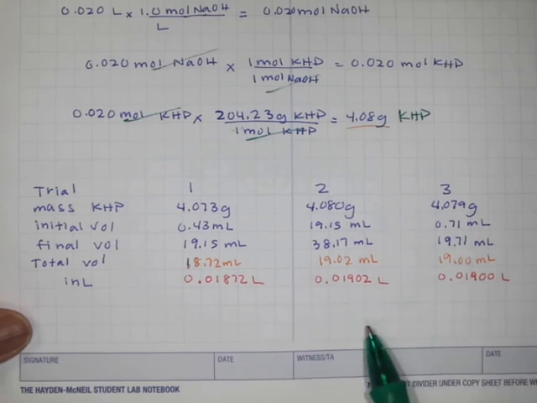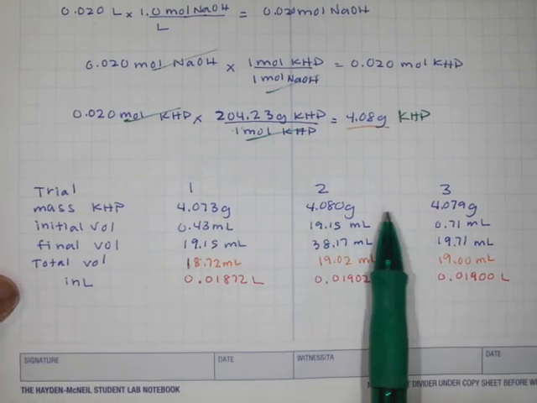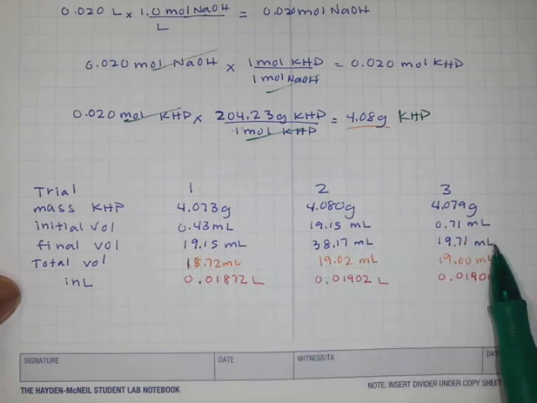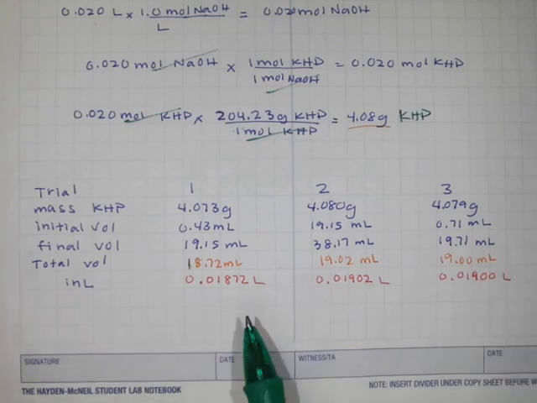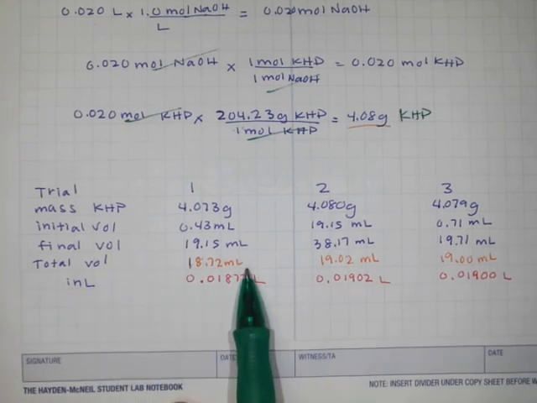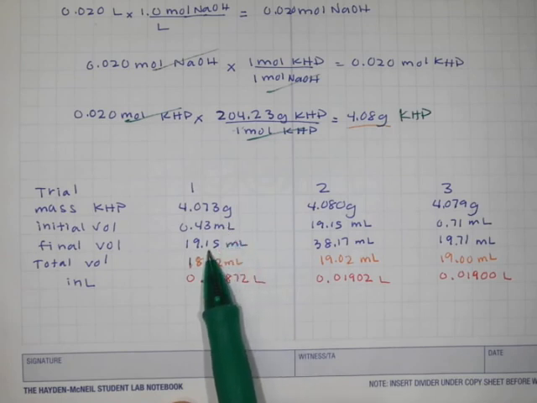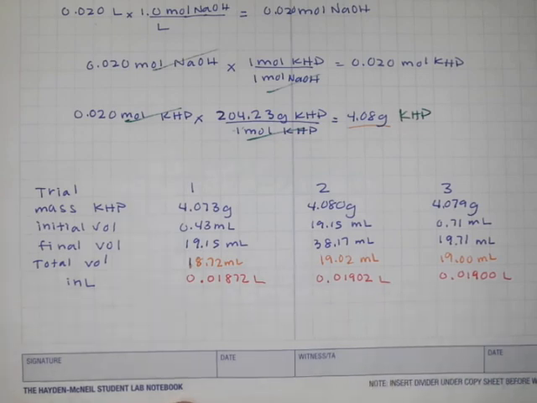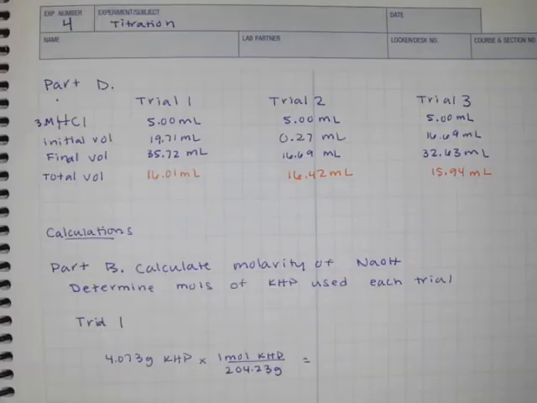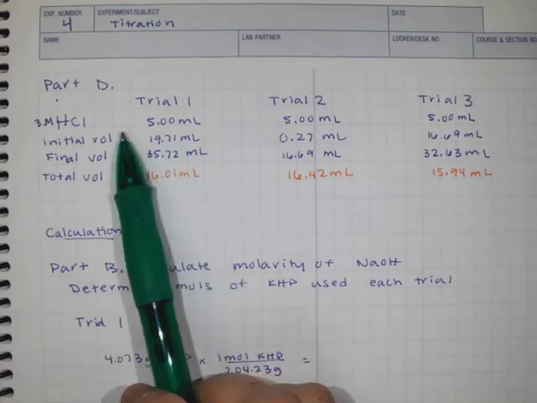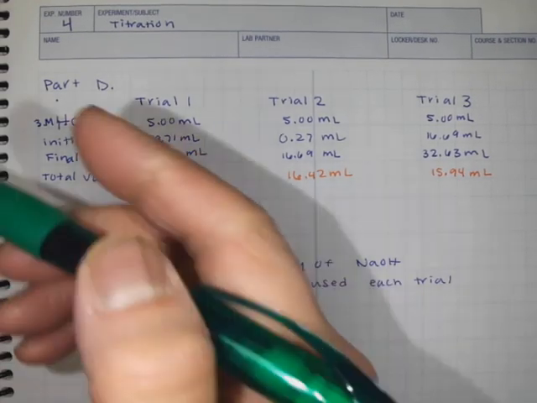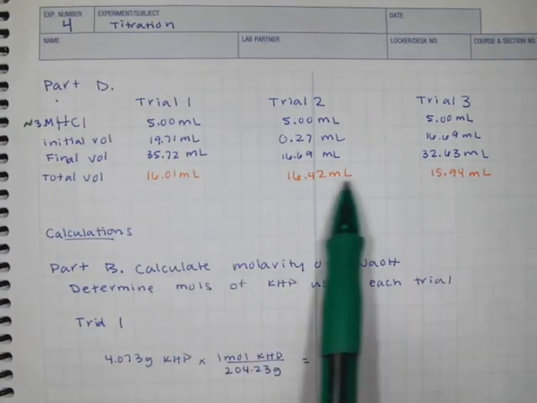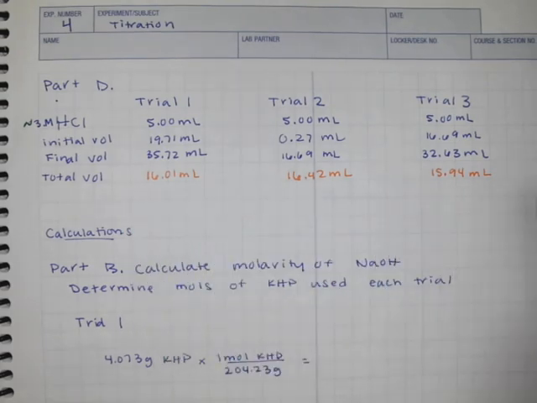In the lab, you have your data. It may not look exactly like this laid out, but here's the mass of the KHP for each of the trials, and then the initial volumes and the final volumes on your readings for each of the trials when you did your titrations. I calculated the total volume used by subtracting the 0.43 from 19.15, and then converted it to liters so that I wouldn't have to do that later. For part D, your data may look like this: you have 5 mL of the 3 molar-ish HCl, the initial volumes, and again the total volume. I didn't calculate it into liters yet, but I'll do that later.